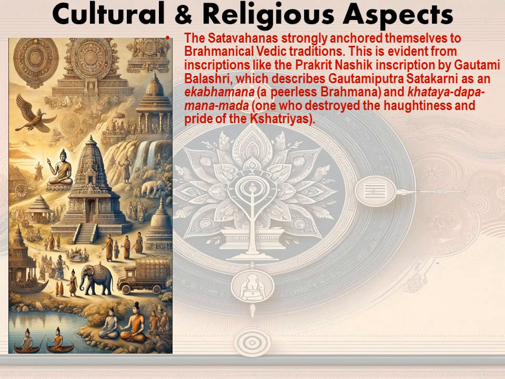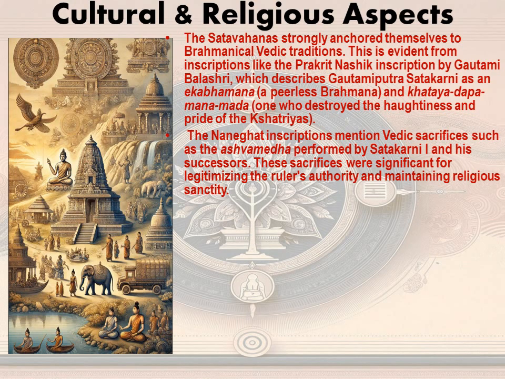So Satakarni took pride in being a Brahman ruler, and he can be described as an ideal Brahmin, and also as the one who destroyed the pride and ego of the Kshatriya rulers. The Naneghat inscriptions mention Vedic sacrifices such as the Ashwamedha sacrifice performed by Satakarni I and his successors. These sacrifices were significant for legitimizing the ruler's authority and maintaining religious sanctity. So these sacrifices were significant for giving authority to the ruler and maintaining Hindu religious sanctity.